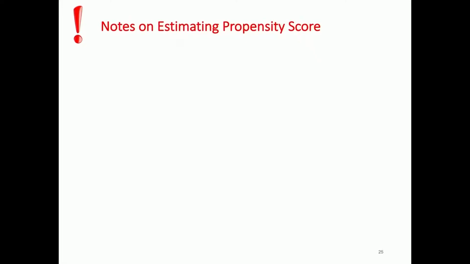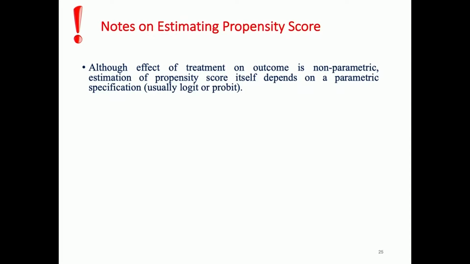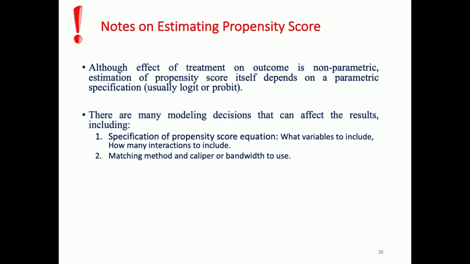Okay, some notes on estimating the propensity score. So we say that one of the advantages of using PSM compared to the regression approach, apart from the endogeneity problem, is that this is non-parametric, that we do not really have to have a specific function. However, in the first step, we have to decide if we are using probit or logit. So we are assuming a given specification of the function that relates the X's with the probability of being treated or not. So we have to take that into consideration.